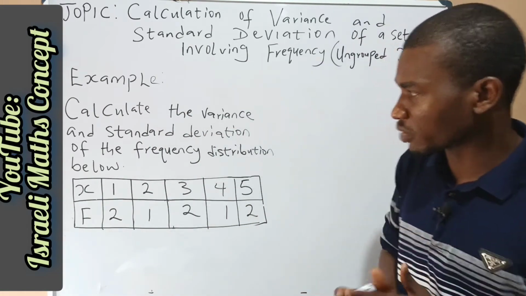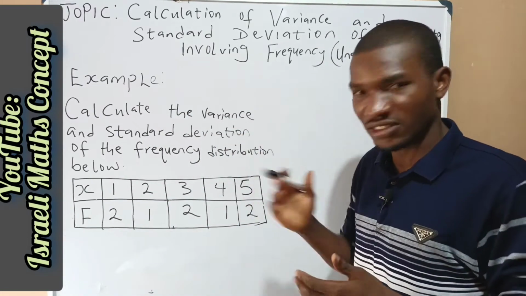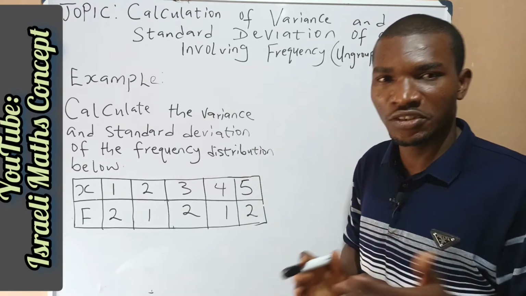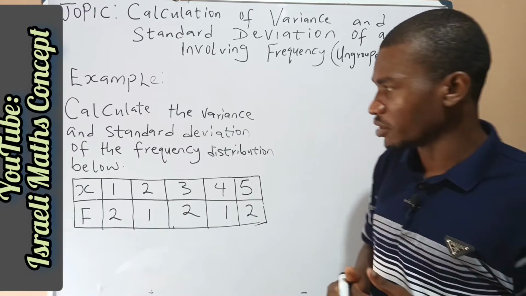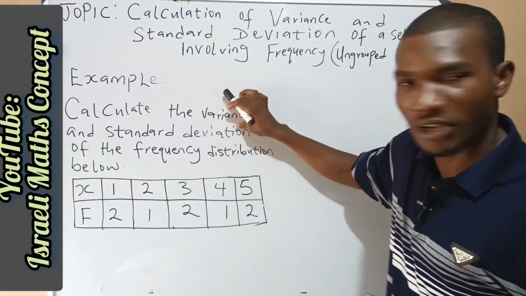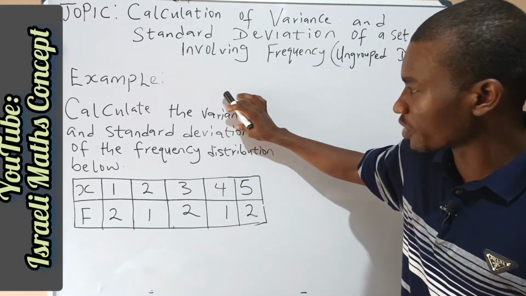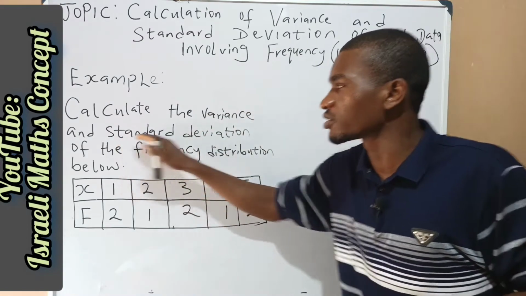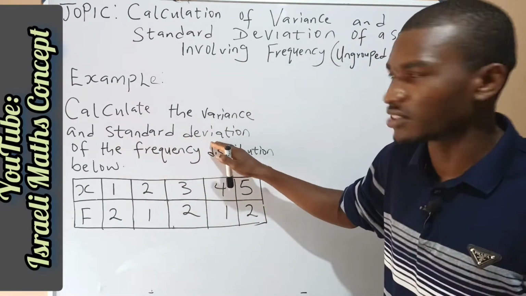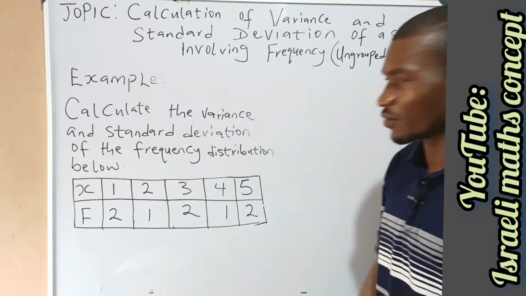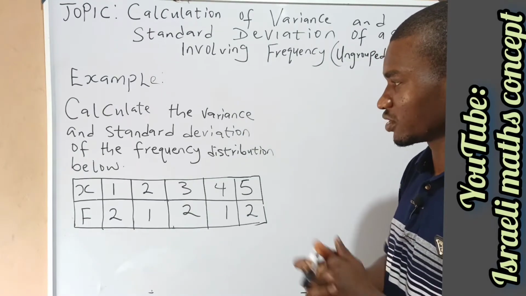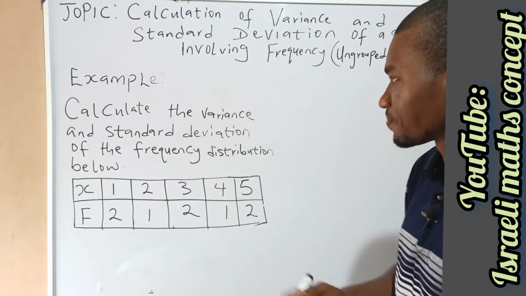For you to be able to calculate the variance and standard deviation, the first thing you should find is your mean. Then after you have found your mean, you can go ahead to find your variance. And once you have found your variance, if you want to find your standard deviation, you then take the square root of the variance you found. All right, let's proceed with solving this question. I guess as we proceed, you will understand better.